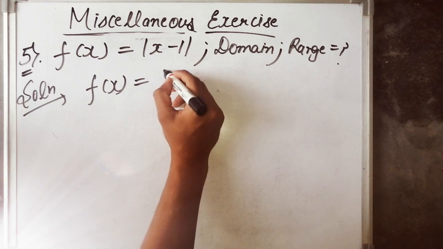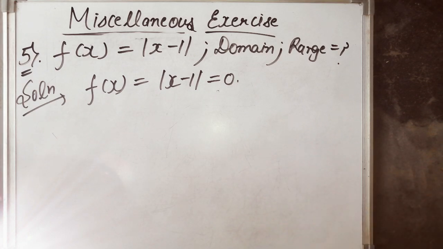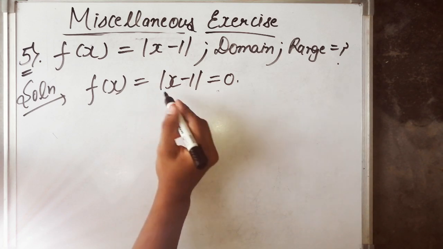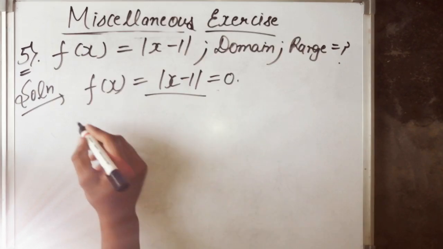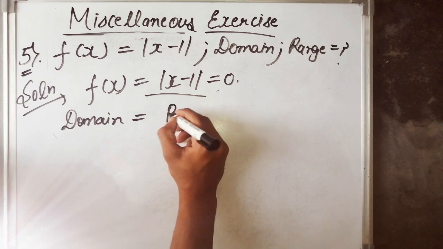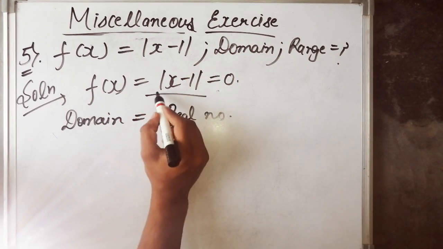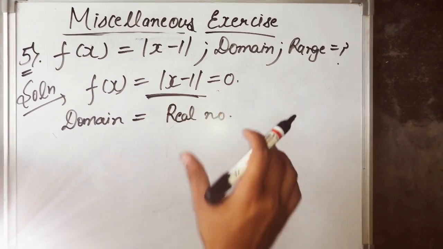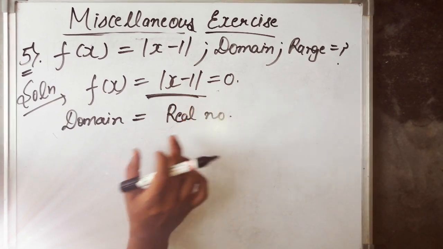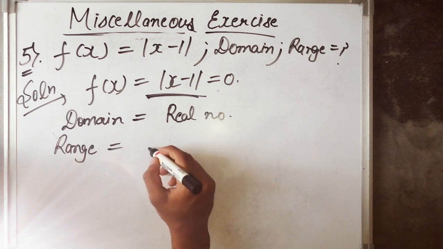f(x) equals modulus of x minus 1, which is greater than or equal to 0. Let this be greater than or equal to 0, and from here we see the function we have been given is the modulus of x minus 1. The domain of this function will be the set of real numbers, because there is no restriction on this function. Let's say we have considered 1 for x. 1 minus 1 will give us 0, and what will the output be? The output will be a non-negative real number.